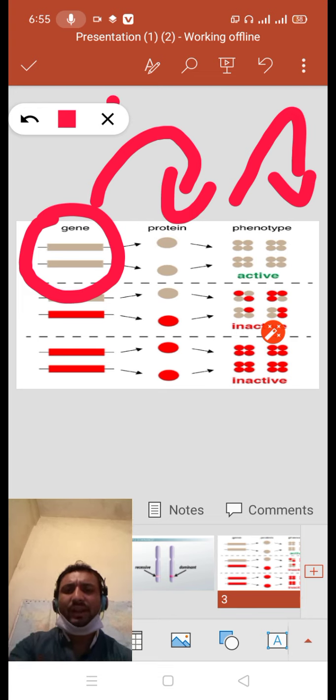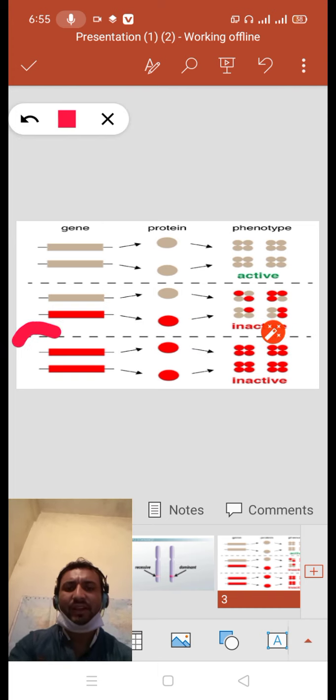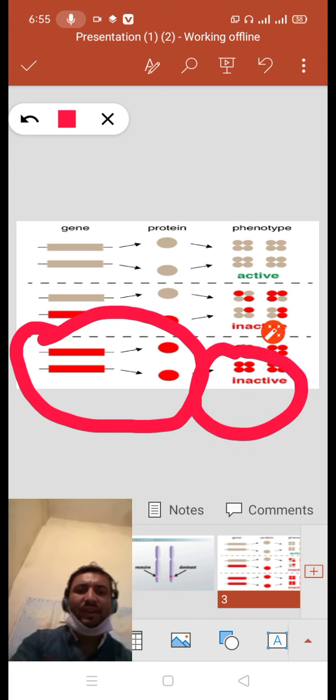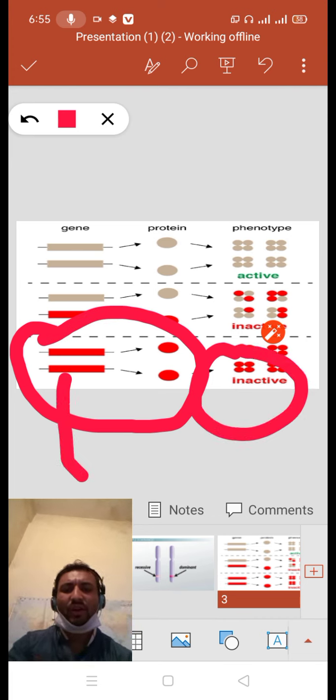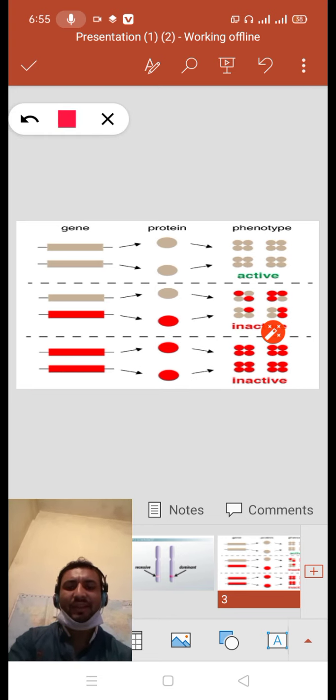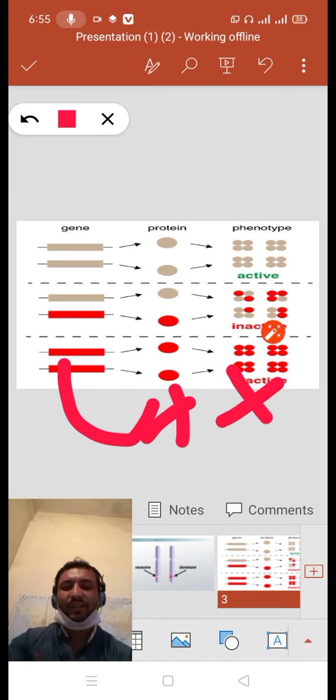And the other allele which cannot express its trait is known as the recessive allele. You can see here this allele is an inactive allele. Inactive allele means it cannot express itself. It cannot express itself by synthesis of the protein. That's why this allele is called a recessive allele, which cannot easily express in the presence of the dominant allele.